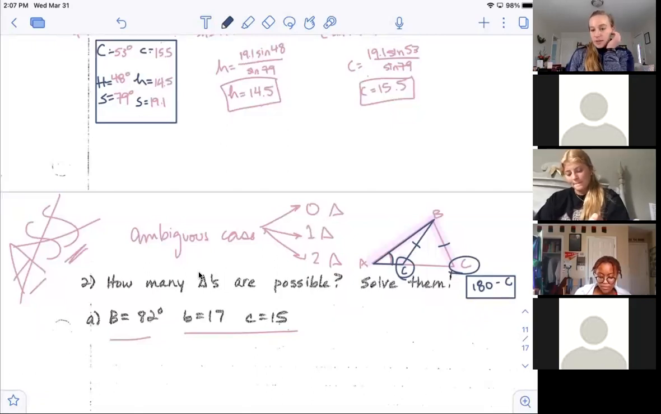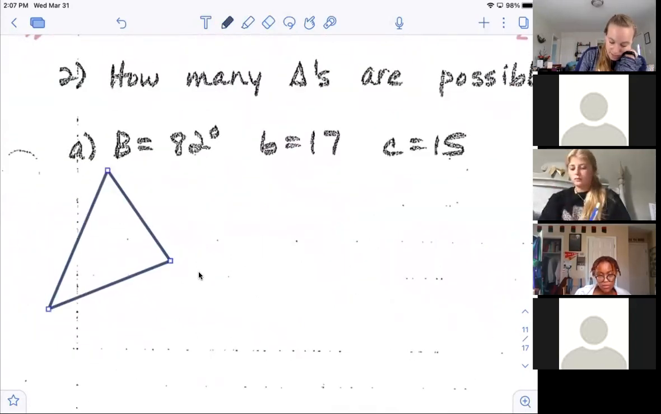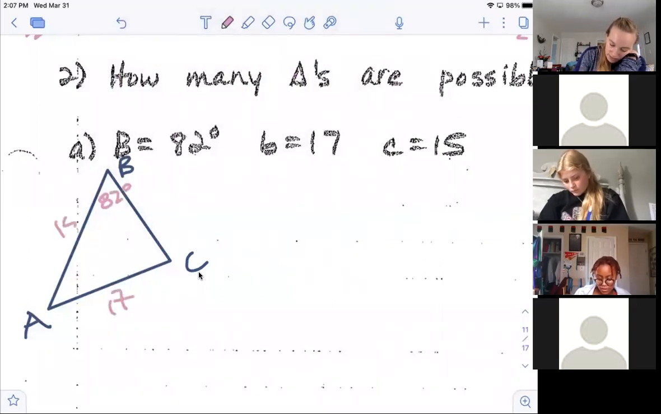Now, if I didn't tell you that there could be an ambiguous case, you would have just started solving this like we did yesterday, and that's how we're going to start. We're going to solve it the same way. We're just going to keep in the back of our head that there might be an issue and that we need to be careful. So I'm going to start by drawing my picture. Any little triangle, I've got A, B, C. We know angle B is 82. We know side little b is 17, and I know side little c is 15.